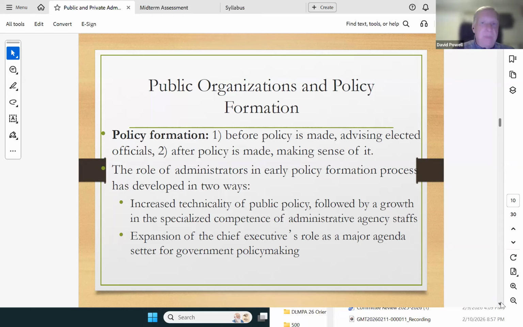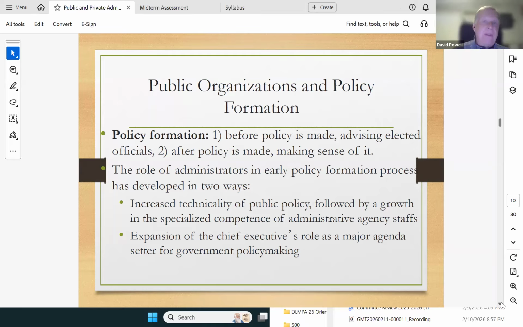Whenever you have administrators who are involved in policy formation, there are a couple things that occur as a result of that. One thing that occurs is that we have increased technicality of public policies. Whenever you have these administrators who are lending their expertise to the design of a policy, that by definition is going to make that policy a bit more technical in nature.